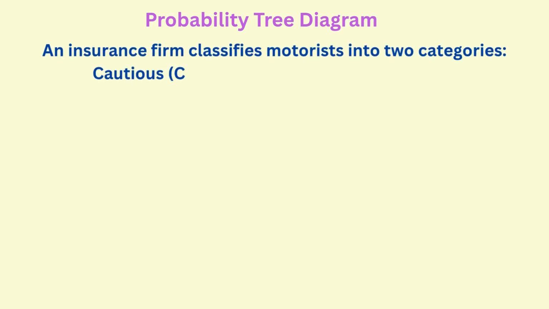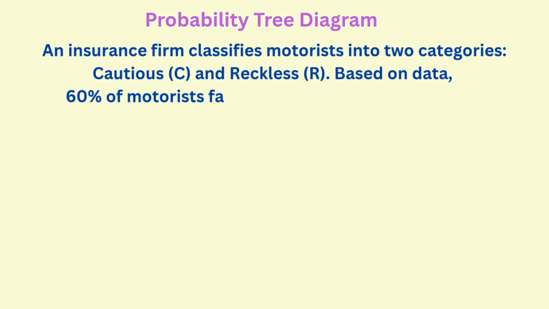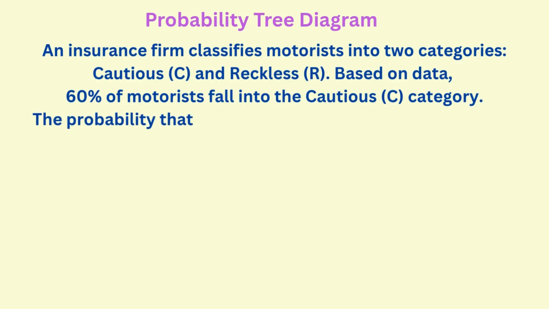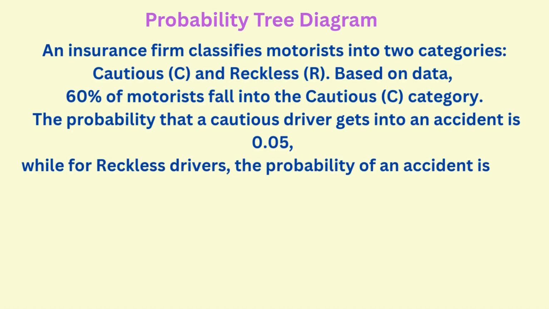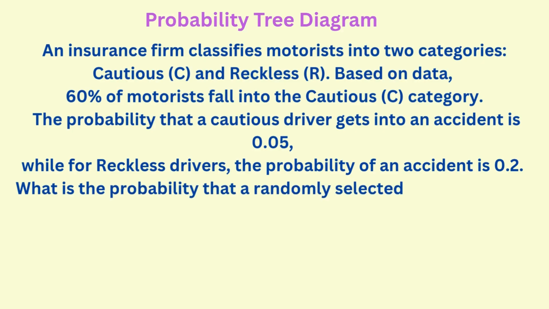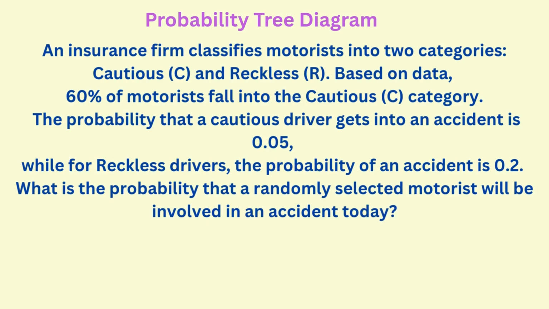Let's do another problem. An insurance firm classifies motorists into two categories, cautious and reckless. Based on data, 60% of motorists fall into the cautious category. The probability that a cautious driver gets into an accident is 0.05, while for reckless drivers, the probability of an accident is 0.2. What is the probability that a randomly selected motorist will be involved in an accident today?